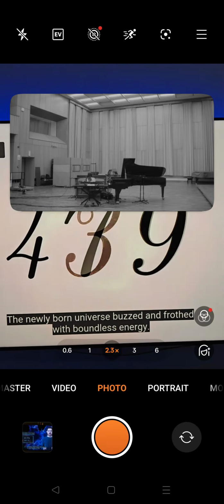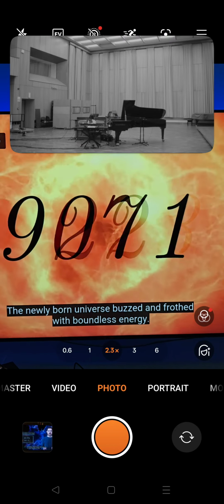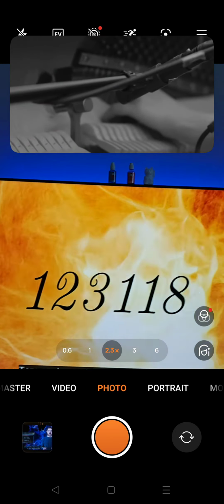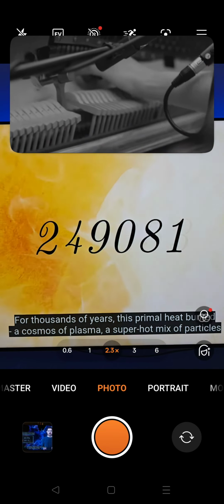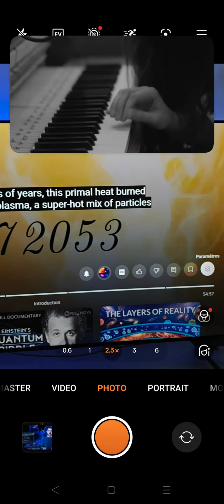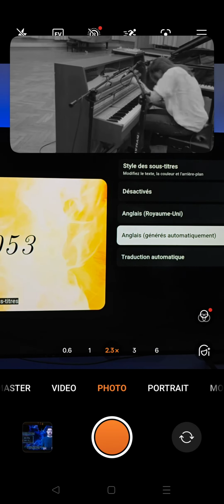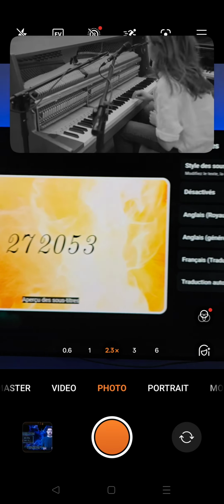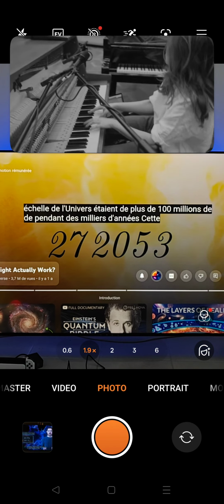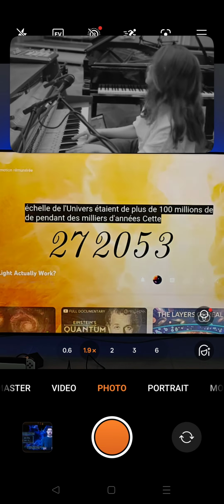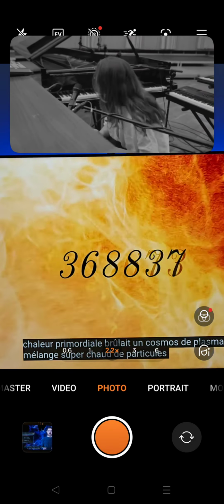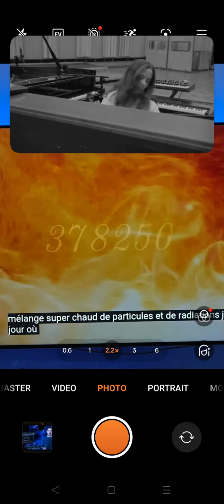The newly born universe buzzed and frothed with boundless energy. Even after the raging furnace of the first few minutes had died away, temperatures universe-wide were more than 100 million degrees. For thousands of years, this cosmos of plasma, a superhot mix of particles and radiation, until one day it changed.